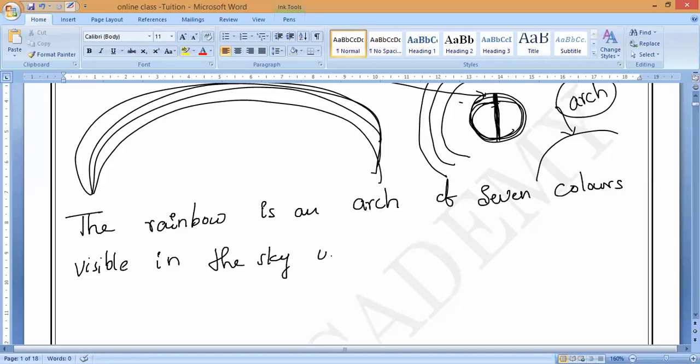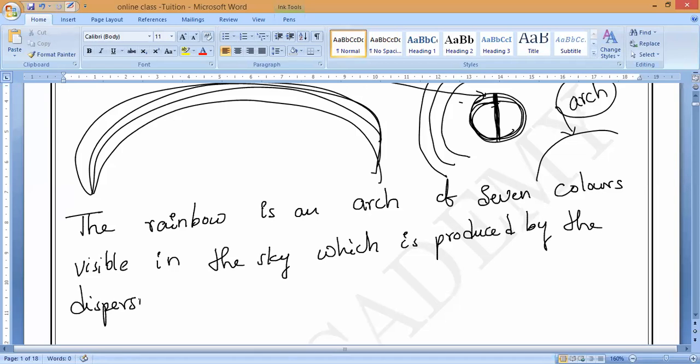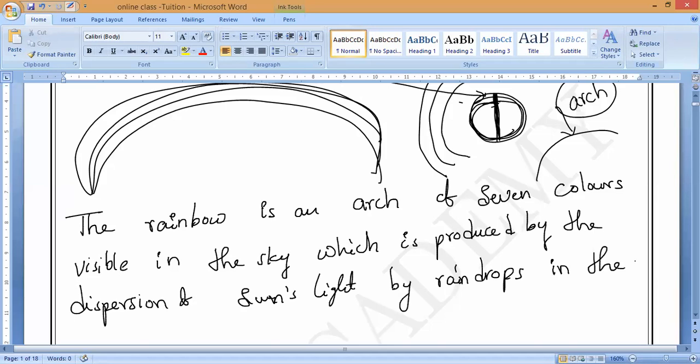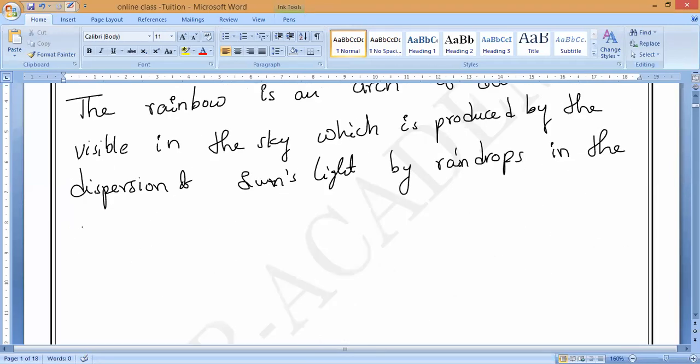Which is produced by whom? Produced by the dispersion of whose light? Sunlight. The Sun's light by raindrops in the atmosphere. That is what we should call as what? Rainbow. Understand?